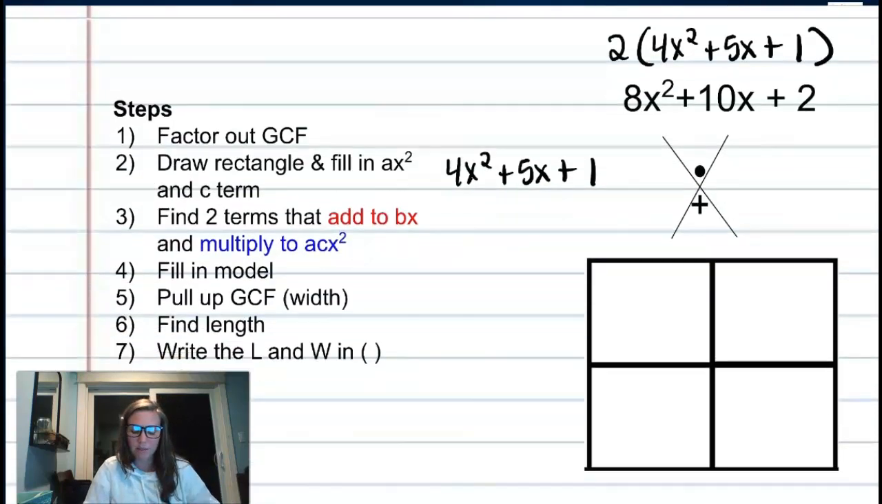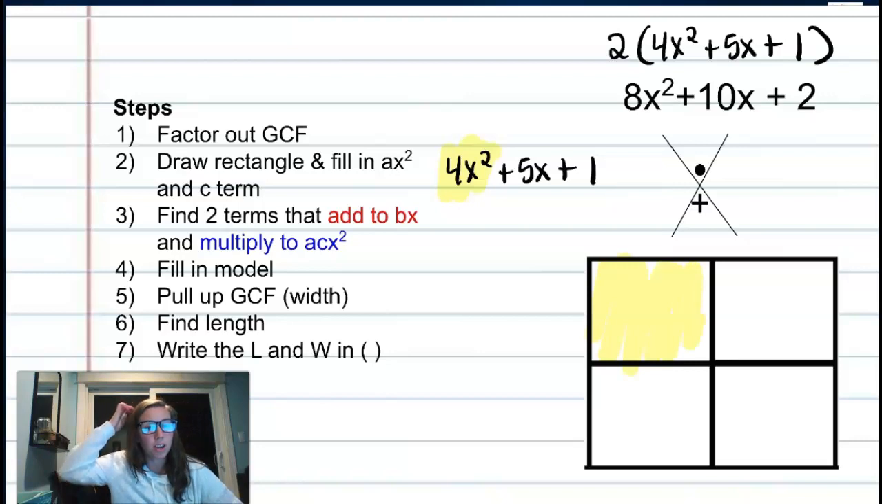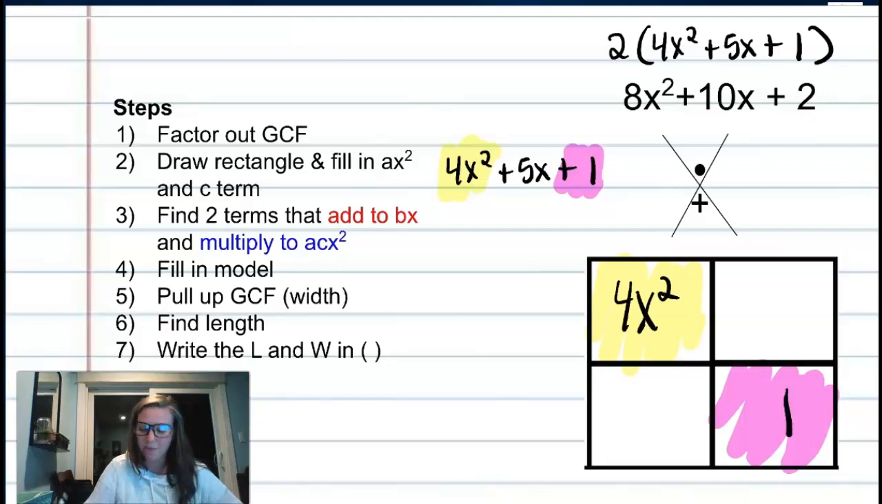And so we're going to set it up the same way. All right, so let me try to color code all this out. All right, so this is going to go in here. Remember, the first term is always going to go into the top left. The last term is always going to go into the bottom right. All right, so 4x squared and 1. That's the easy part. Plug that in. All right, see, we already did this.